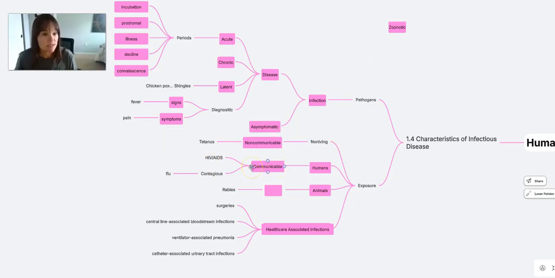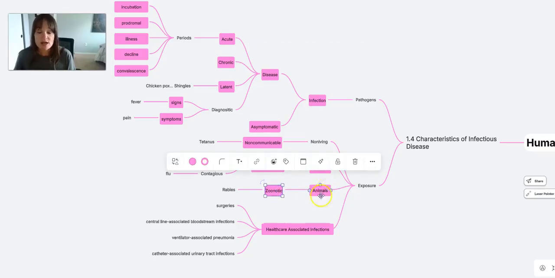HIV/AIDS is a communicable disease because it's acquired by human contact. However, it is not highly contagious because it is only acquired through intimate contact, not indirect contact like through toilet seats or shared drinking glasses. So we wouldn't consider that to be highly contagious, like the flu, which someone can get through droplet transmission and possibly even a little bit longer distances. So the flu is an example of a contagious, communicable disease that is spread between humans, and that's how the person is getting exposed.